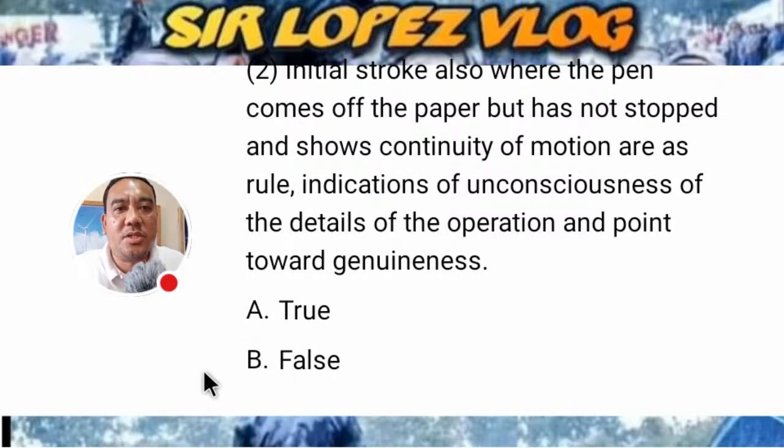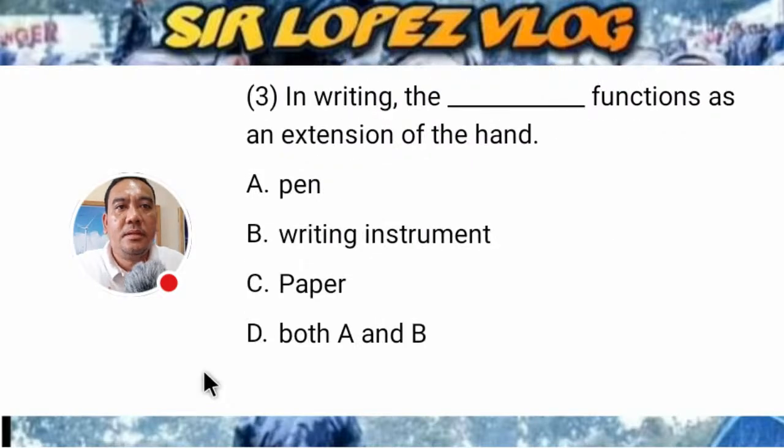Let's proceed to question number 3. In writing, the blank functions as an extension of the hand. So what is the missing word in this statement? Is it letter A, pen, letter B, writing instrument, letter C, paper, or letter D, both A and B? Okay? In writing, the blank functions as an extension of the hand. A, B, C, or D.